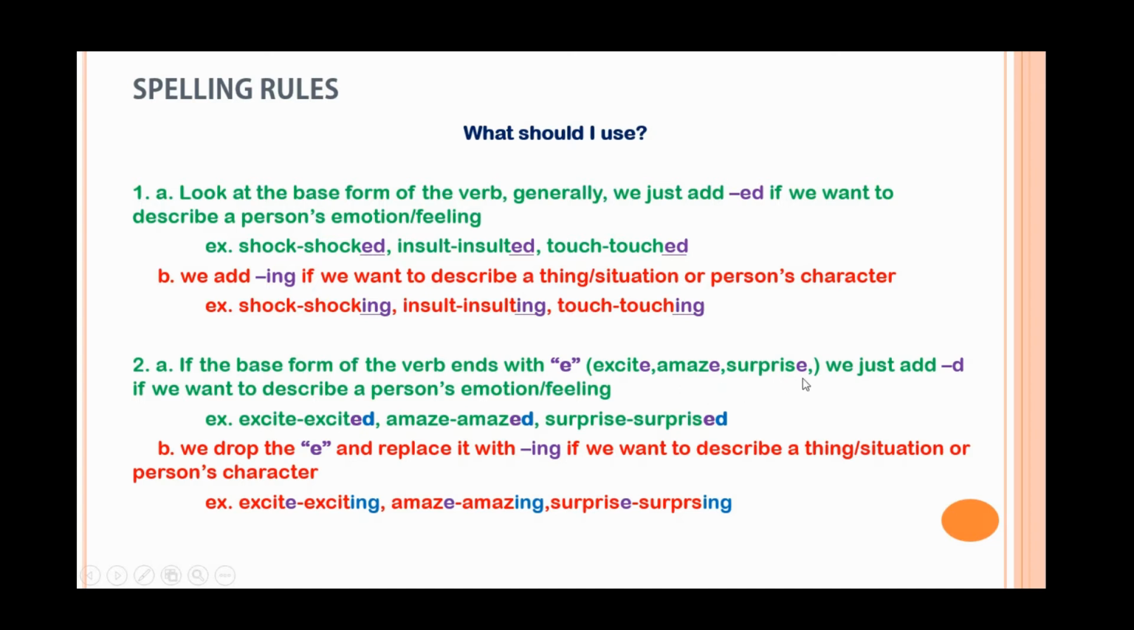For rule number 2, remember, if the base form of the verb ends with e, for example, excite, amaze, surprise, we just add d if we want to describe a person's emotion or feeling. Excite becomes excited. Amaze becomes amazed. Surprise becomes surprised. Then we drop the e and replace it with ing if we want to describe a thing or situation or person's character. So, excite becomes exciting. Amaze becomes amazing. Surprise becomes surprising.